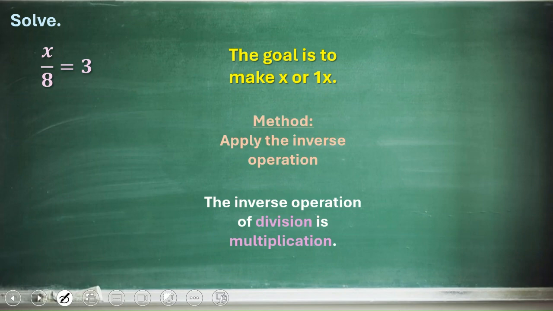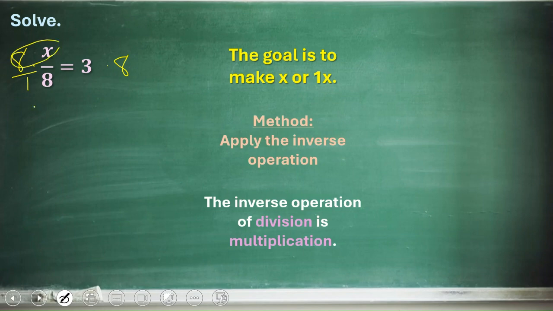So let's go ahead and do this. We are going to multiply by 8 on both sides because multiplication is the opposite of division. When we do that, we know that we actually have a 1 underneath this 8, so we're just going to go ahead and multiply.